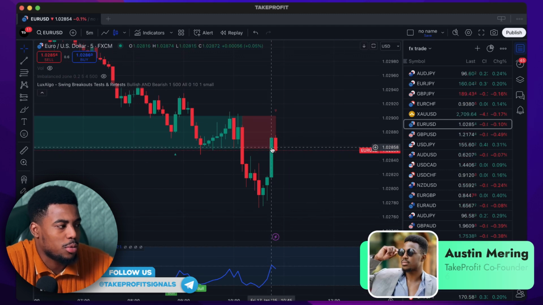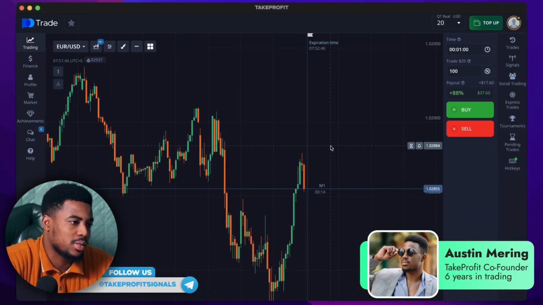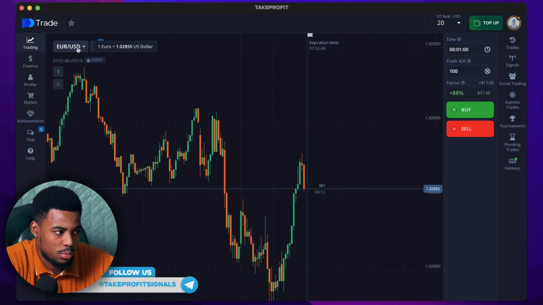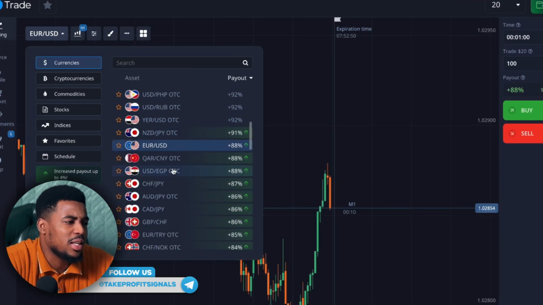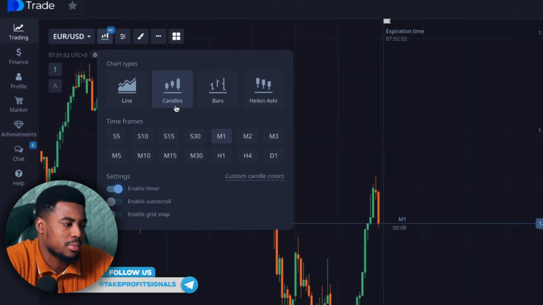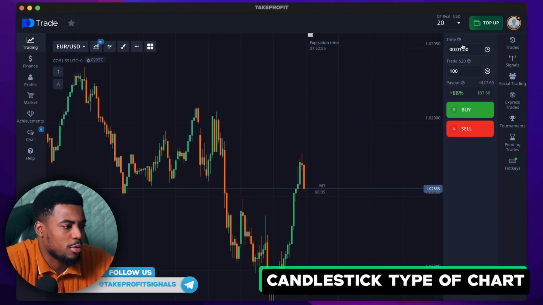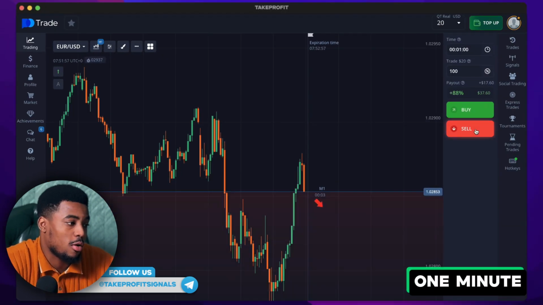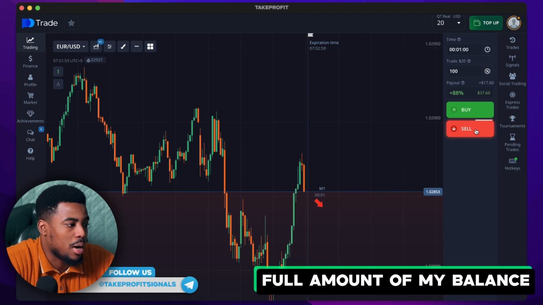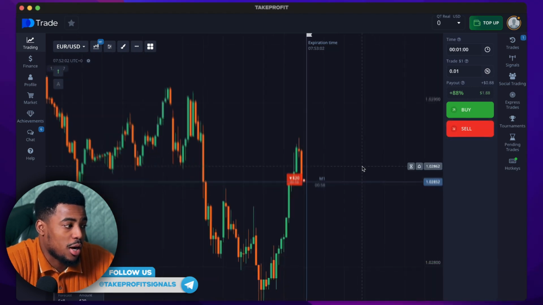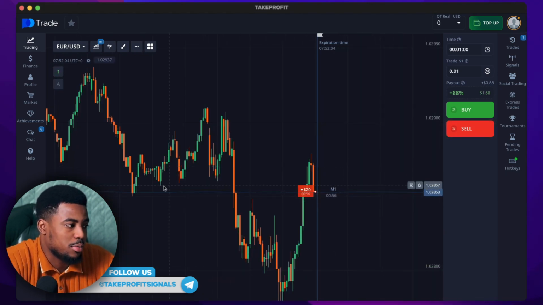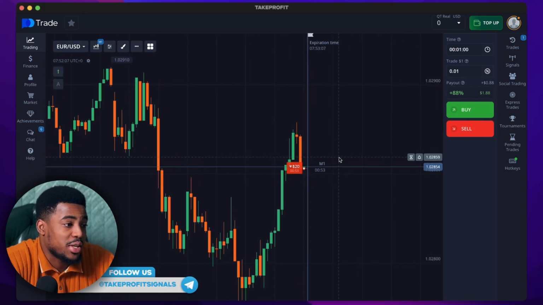I have a euro-dollar pair open, respectively the same pair I have opened on the Pocket Option platform, but only on the minute time frame. Here I have a candlestick type of chart, 1 minute, and of course I will enter with the full amount of my balance because our goal is to maximize our deposit today, no matter how risky it is.